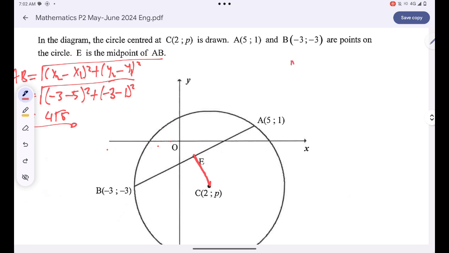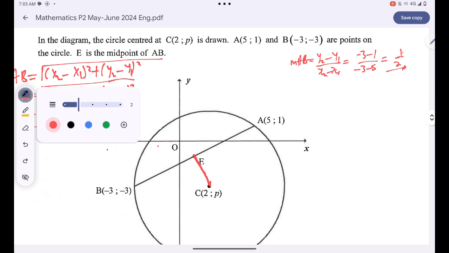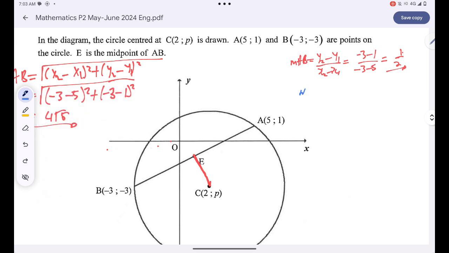So the gradient of AB is equal to y2 minus y1 over x2 minus x1. So that's negative 3 minus 1 over negative 3 minus 5. That's negative 4 all over negative 8. That's just positive 1 over 2. So the gradient of AB is equal to positive 1 over 2. Therefore, the gradient of the perpendicular bisector will be equal to negative 2.